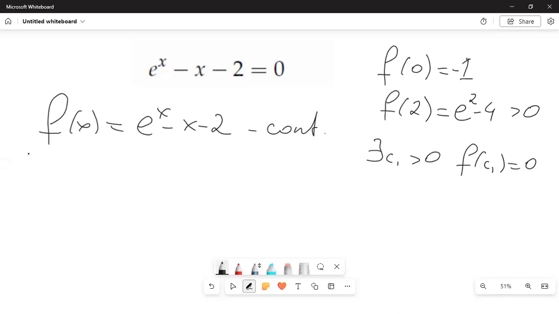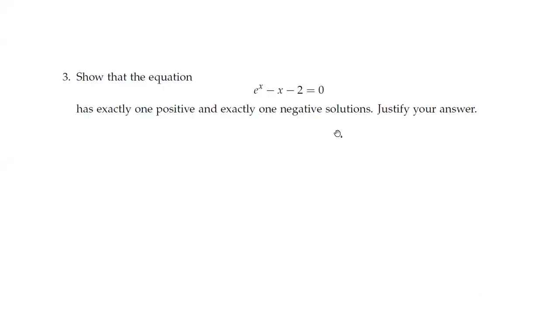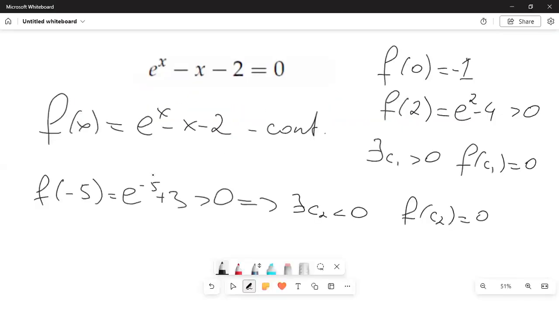Now, at least one negative zero. Find a negative x where the value of the function will be positive, f(-5), for example. e to the power of -5 plus 3. Of course, the sum of positive numbers is positive. Again, IVT says there exists c2 negative, so that f(c2) is 0. So far, we have existence of one negative and one positive solution. But now we have to prove that these solutions are unique.